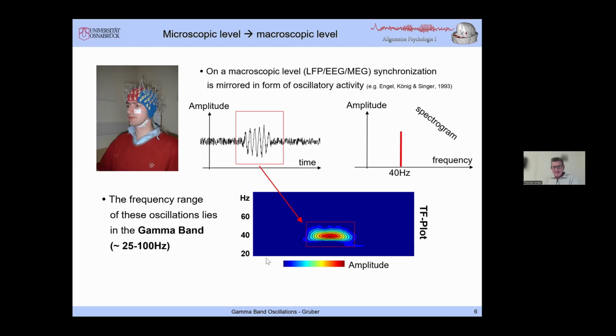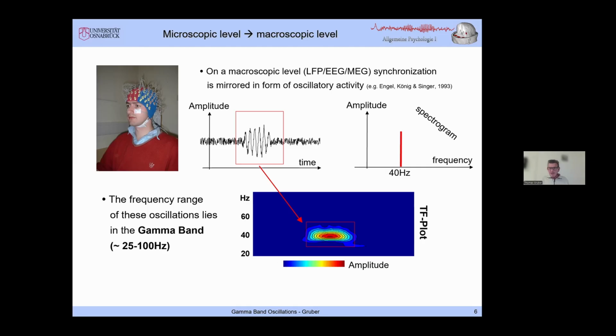On the x-axis, you still have time. On the y-axis, you have frequency now, and the amplitude of a frequency is color-coded. So this red blob here stands for the oscillation in the time domain you see here in the upper left panel. So now you have a time by frequency plot, which gives you the frequency of an oscillation, when the oscillation happens, and how strong the oscillation is, color-coded.